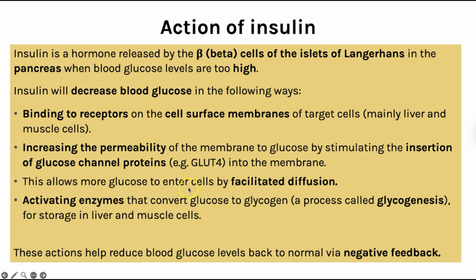And that allows more glucose to move from the blood into the liver cells by facilitated diffusion. Now, once that happens, the glucose has to be converted to glycogen because that is insoluble and therefore it's not going to lower the water potential of the cell like glucose would, and therefore it won't affect osmosis. So these actions help to reduce the blood glucose levels back to normal via negative feedback.